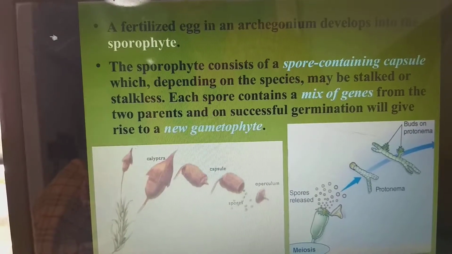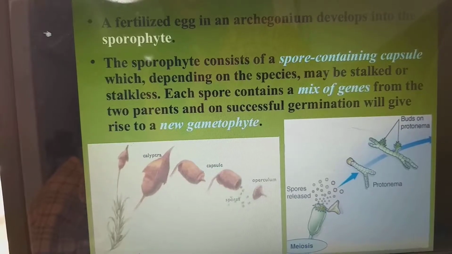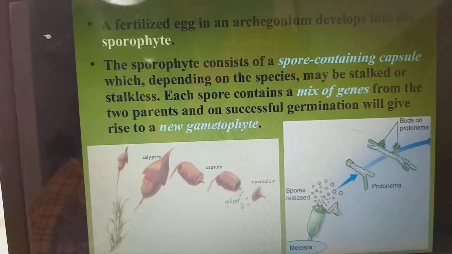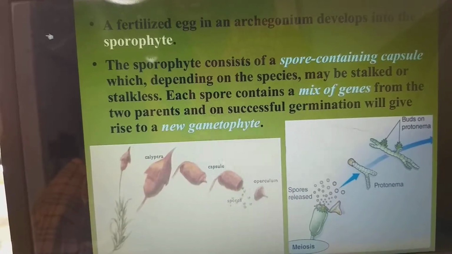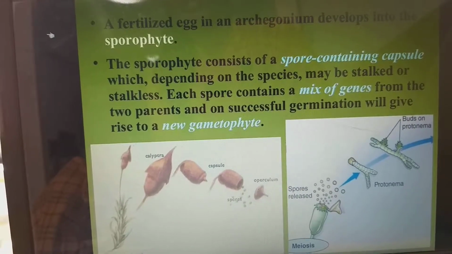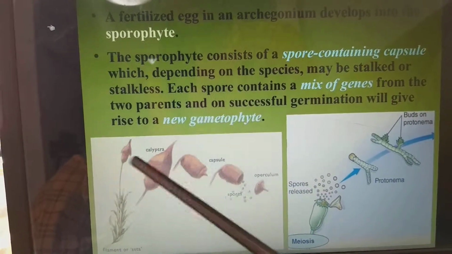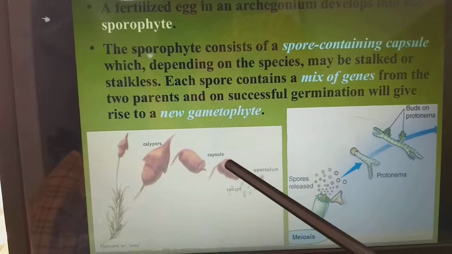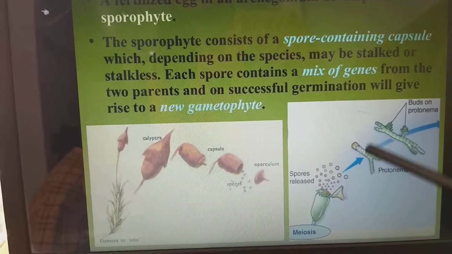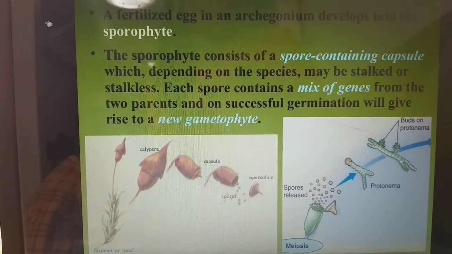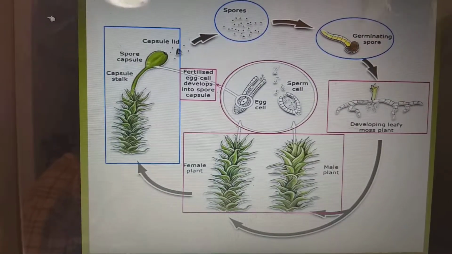The sporophyte consists of a spore containing capsule, which depending on the species may be stalked or stalkless. Each spore contains a mix of genes from the two parents and on successful germination will give rise to a new gametophyte. So this is the whole sporophyte. The capsule will open and release the spores, and these spores will germinate into the gametophyte. So this whole cycle is the life cycle.